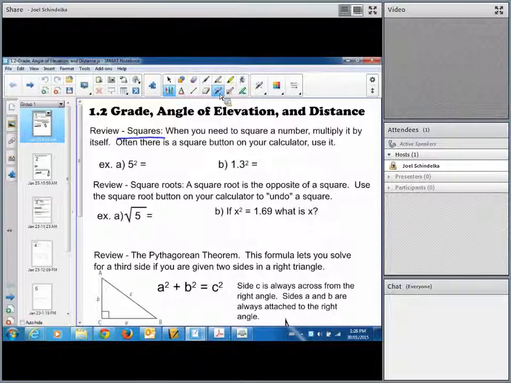When you need to square a number, multiply it by itself. What does that mean? Well, 5 times 5, that's 5 squared. Often there's a square button on your calculator. Use that. It depends which calculator you use, but usually it's an x squared button. You don't actually have to type in 5 times 5 for 25. Find your x squared button on your calculator and hit 5 and then the square button.